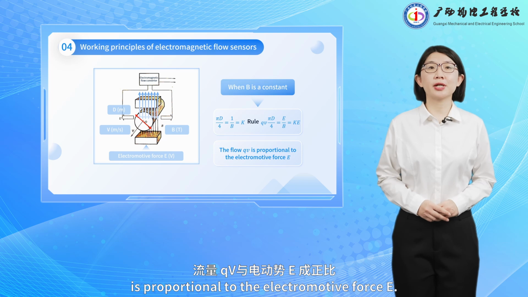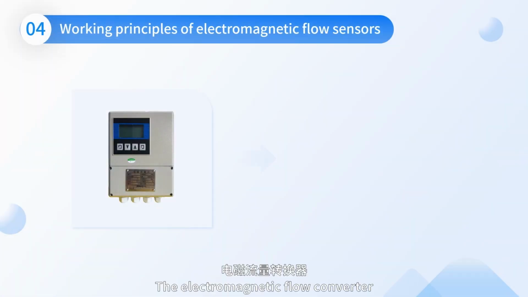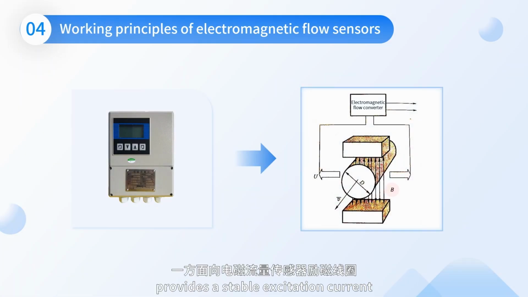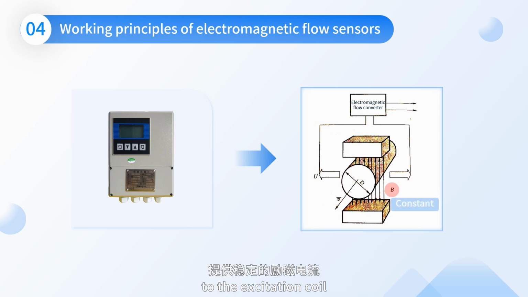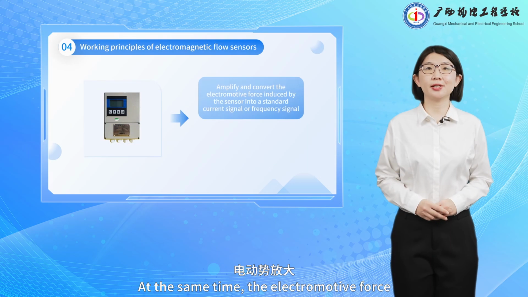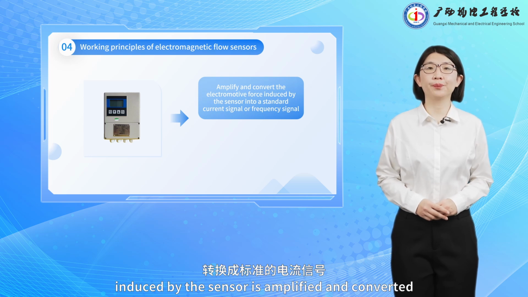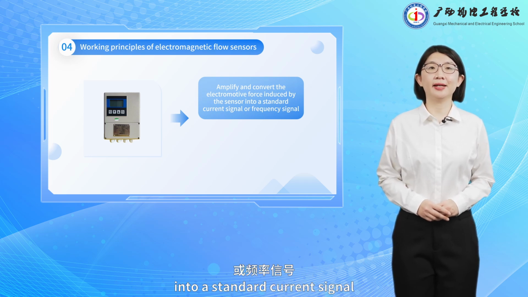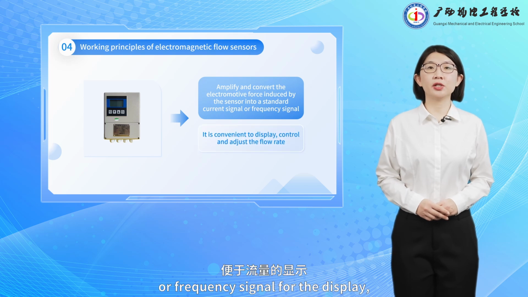The electromagnetic flow converter provides a stable excitation current to the excitation coil of the electromagnetic flow sensor, so that B is a constant. At the same time, the electromotive force induced by the sensor is amplified and converted into a standard current signal or frequency signal for the display, control, and adjustment of flow.